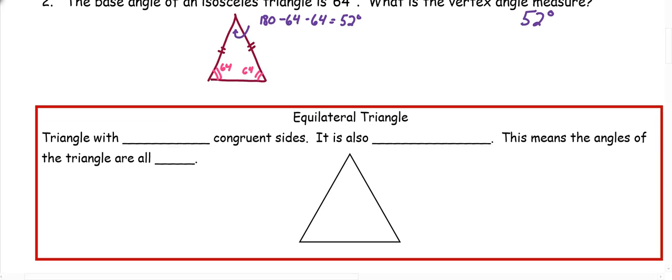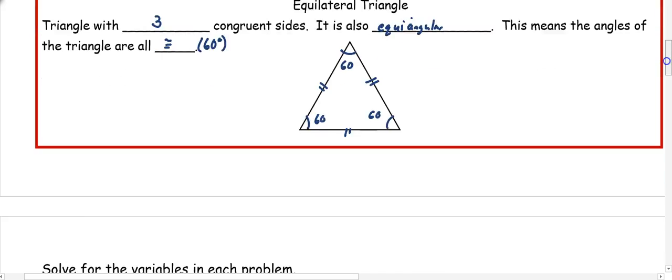So an equilateral triangle is a triangle with three congruent sides. It also then must be equiangular. So this means all the angles are congruent, and in fact they're all 60 degrees. So if we have three congruent angles, they're 60 degrees in an equilateral triangle. So all the sides are congruent, and all the angles are congruent at a measure of 60 degrees. The sides will change, but the angles will always be 60.